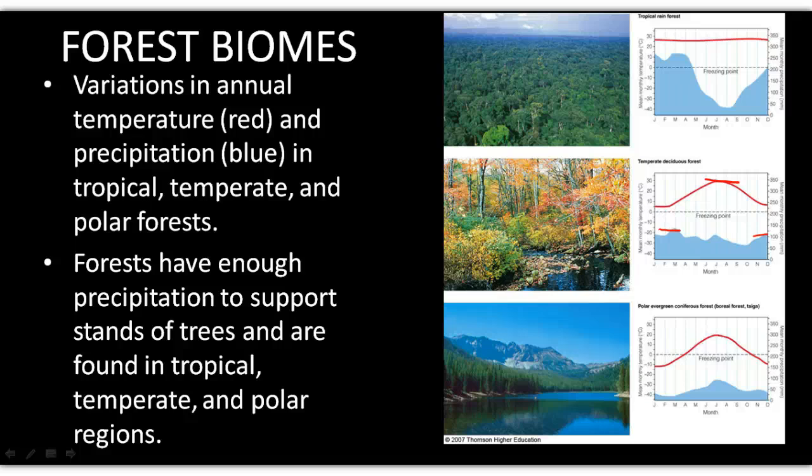And then for a polar evergreen coniferous forest, or sometimes called a boreal forest or a taiga, typically over there you're going to have somewhat of a range. It gets pretty darn cold, think Canada, and then you get kind of a moderate summer. And then the precipitation will model something along that as well.